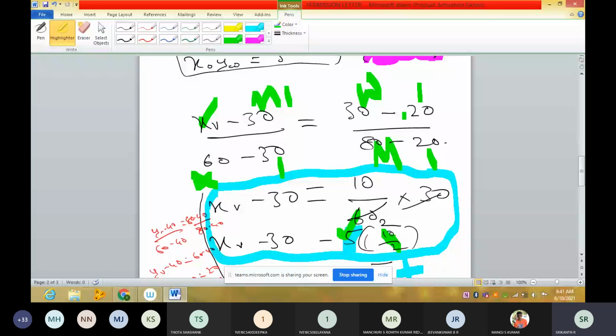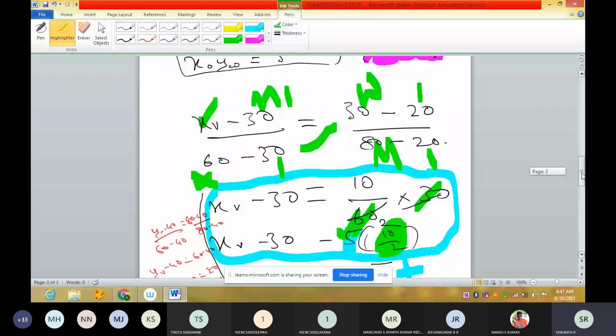If I bring this denominator here, it will come to the numerator part, right? So it will be 10 divided by 60 into 30. So 30 and 60 get cancelled; twos are 60. So I will be left with 10 divided by 2. 10 divided by 2 is 5. So I have XV minus 30 is equal to 5. So I will be getting XV is equal to 30 plus 5. I will be getting XV as 35.